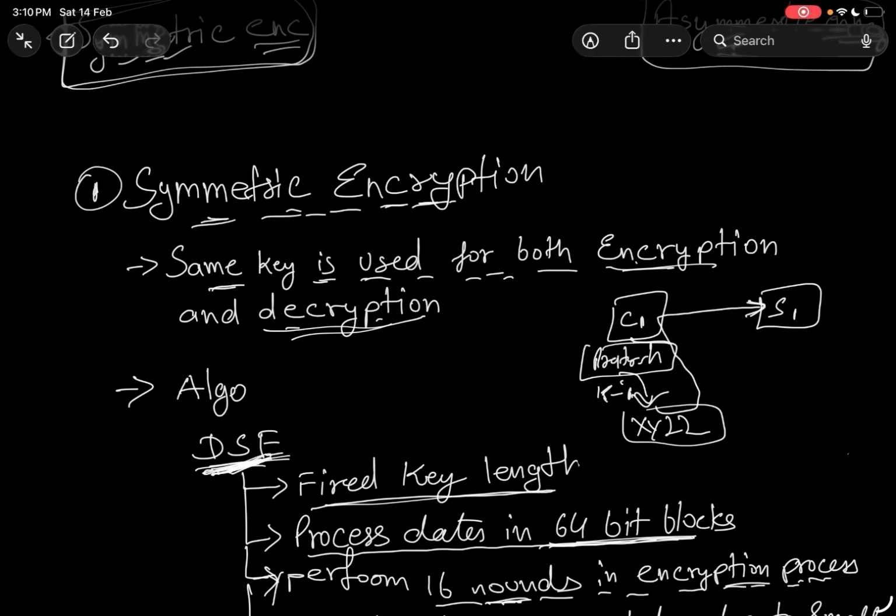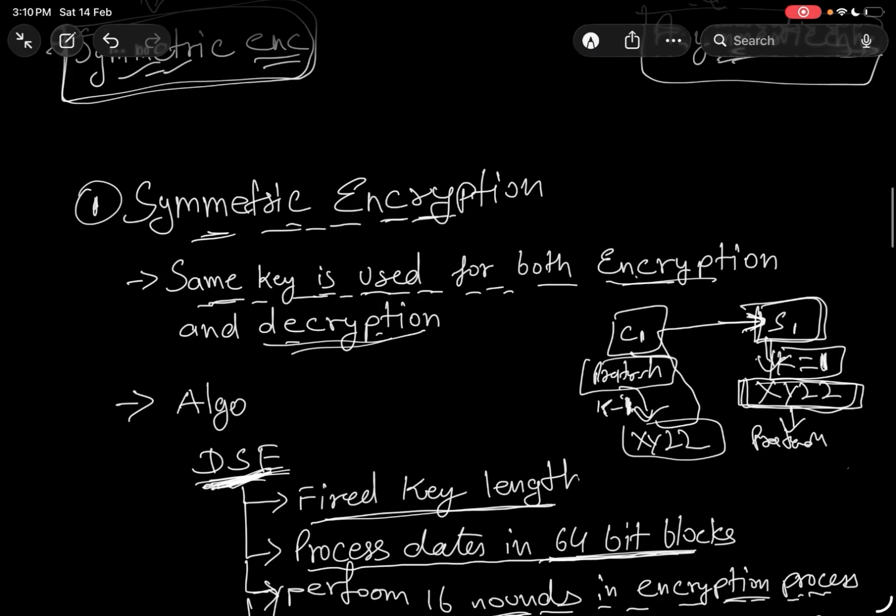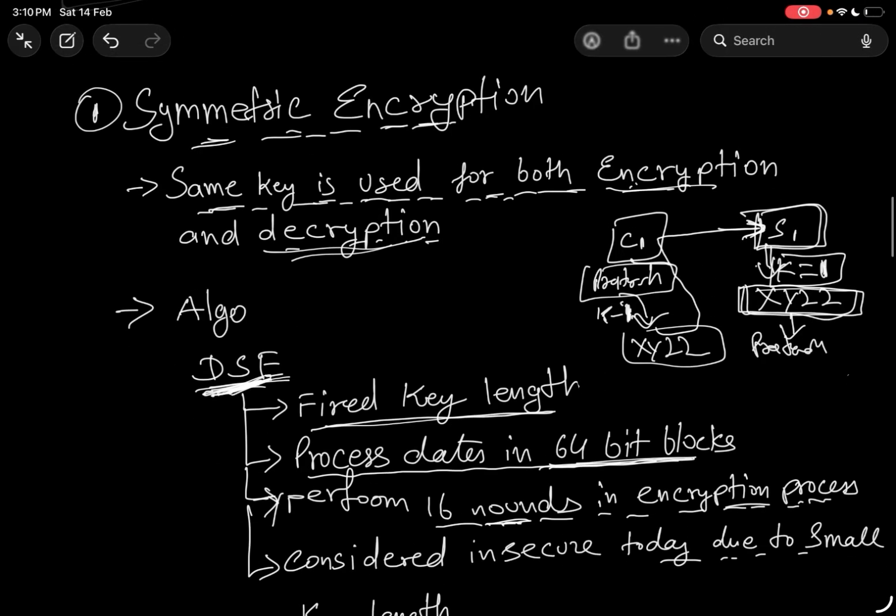Now if S1 has key 1, the same key, the key is 1 here and the key is 1 here, he will receive the ciphertext. Now from this key and this ciphertext, with the decryption algo he will get the original text back. So the same key is used for both encryption and decryption. Okay, the same key is used here.